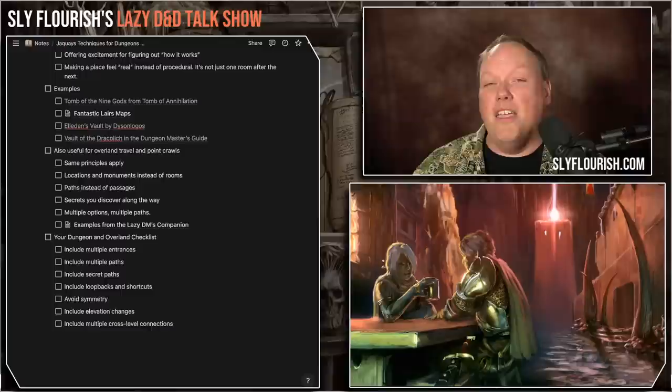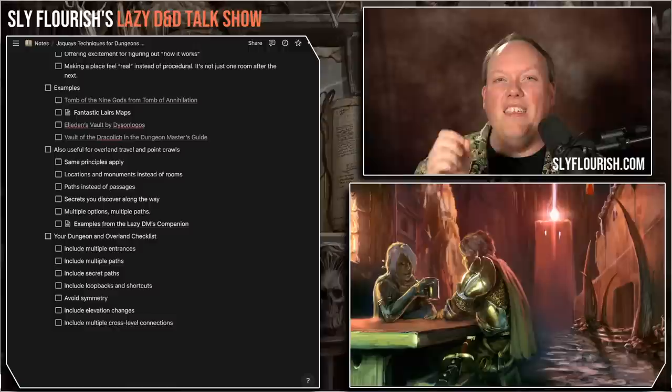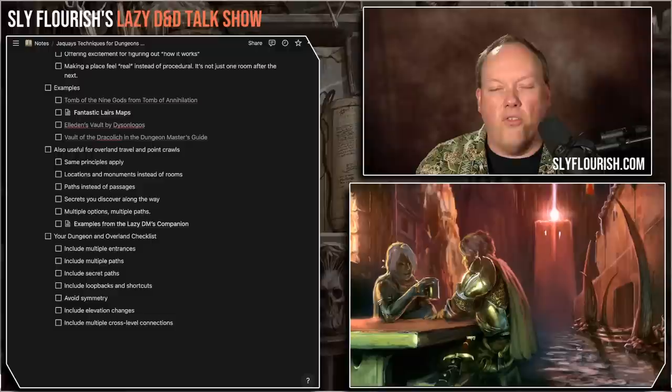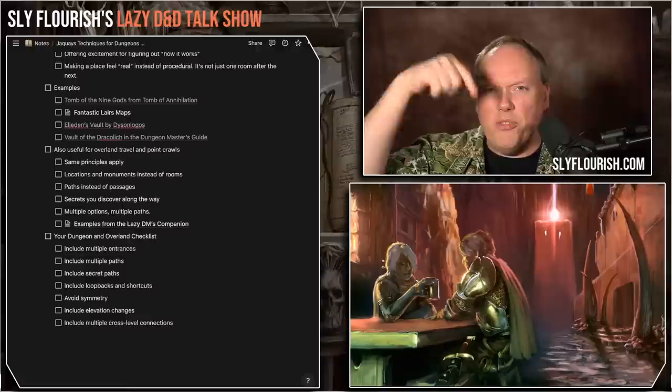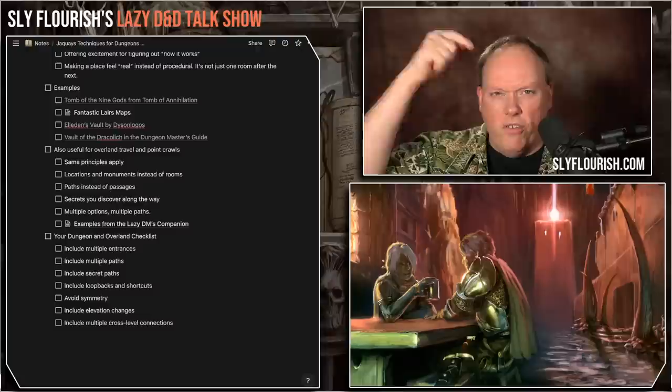Now, here's where it gets really interesting. We can not only use these for dungeons. We can use these for overland travel as well. If you think about overland travel, there is a concept in overland travel. Again, Justin Alexander is the one who got this term to me. It actually came from the Hill Cantons blog. Again, I will link to all of the sources for this, which is this idea of a point crawl. I've talked about point crawls before. So there's a link to my video about point crawls. There's a link to my article about point crawls. You can find all that in the show notes below.